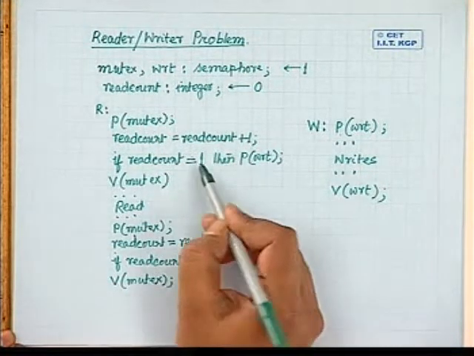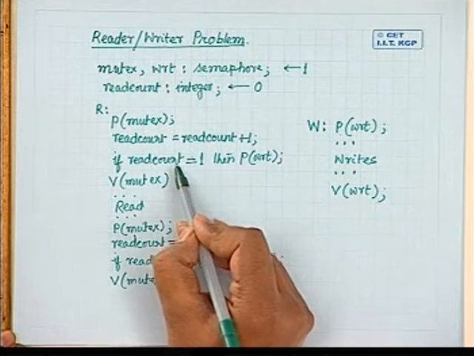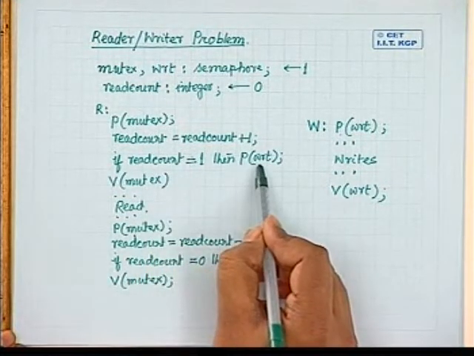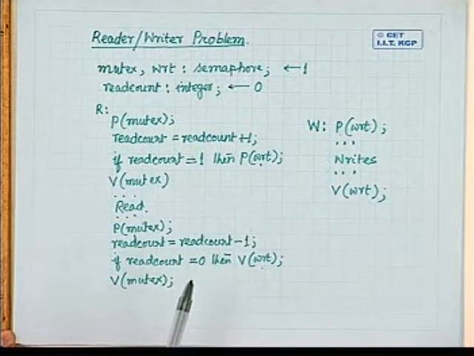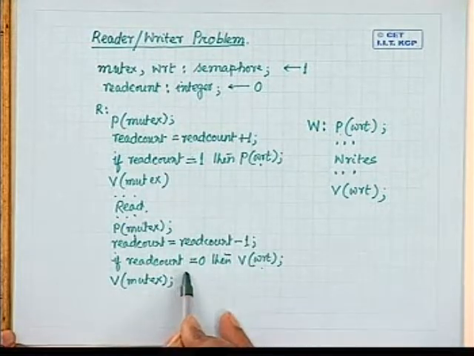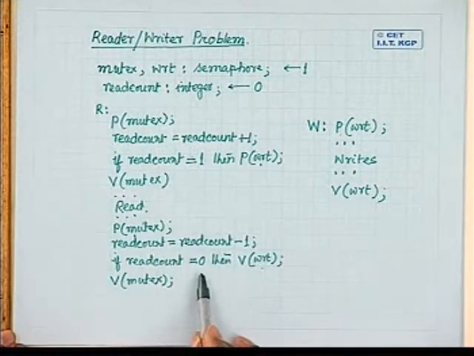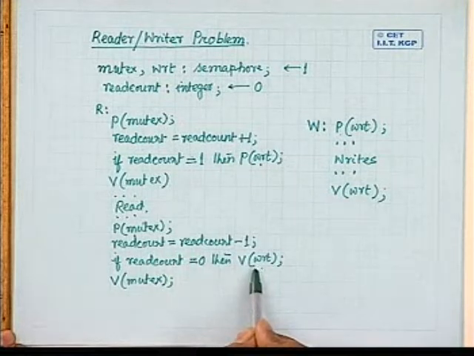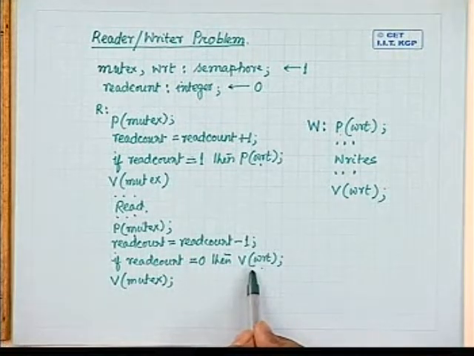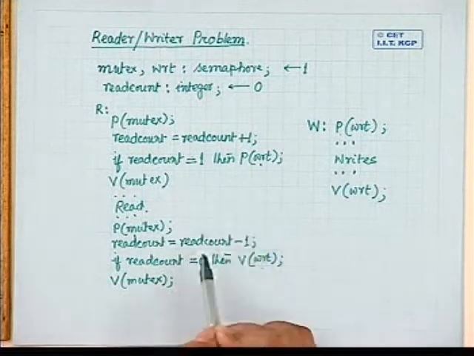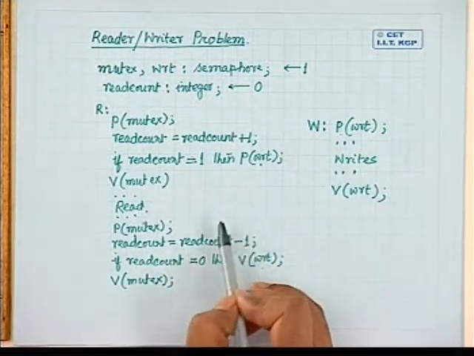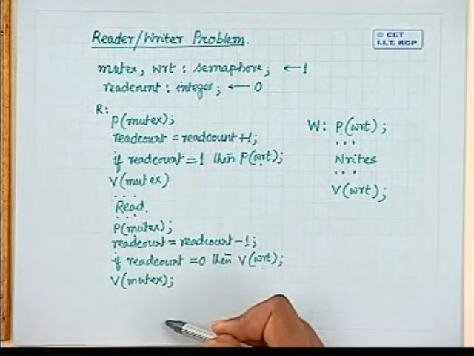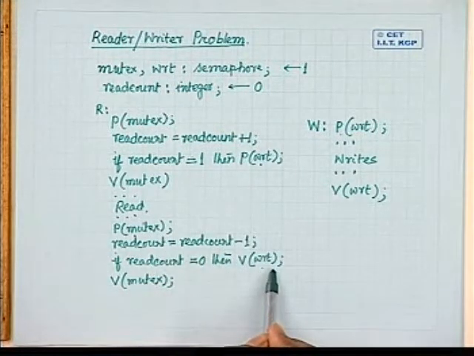Okay. So it is the first reader process to enter this critical region that will perform p write operation, ensuring that even if there is at least one reader process, the writer process cannot get access. And it is the last reader process to come out of the critical region that will perform v write operation. So the first reader process to enter the critical region will perform p write, and the last reader process to come out of the critical region will perform v write.